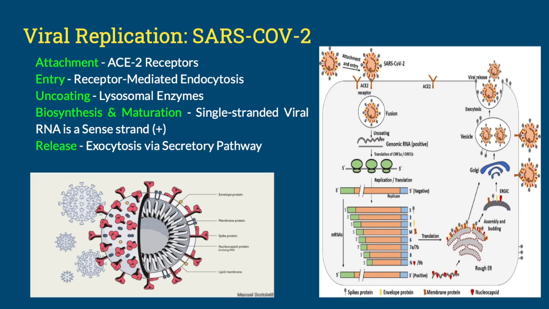Next, the viral replication of SARS-CoV-2, which is the causative agent of COVID-19. There are 5 major steps for viral replication. First is the attachment. SARS-CoV-2 attaches its S protein to complementary receptor sites on the host cell surface, which are the angiotensin-converting enzyme 2, or the ACE2 receptors, found in the epithelial cells of lungs.